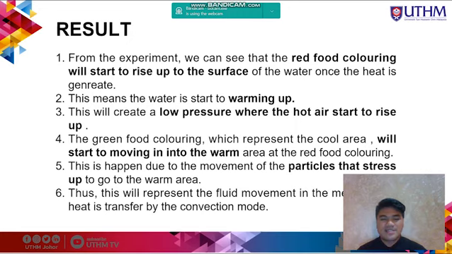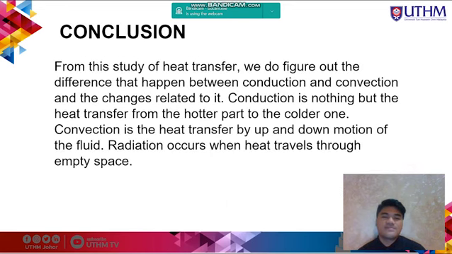The green food coloring, which represents the cool area, starts to move into the warm area of the red food coloring. This happens due to the movement of the particles as they go to the warm area. Thus, this represents the fluid movement in the medium, where heat is transferred by the convection mode.